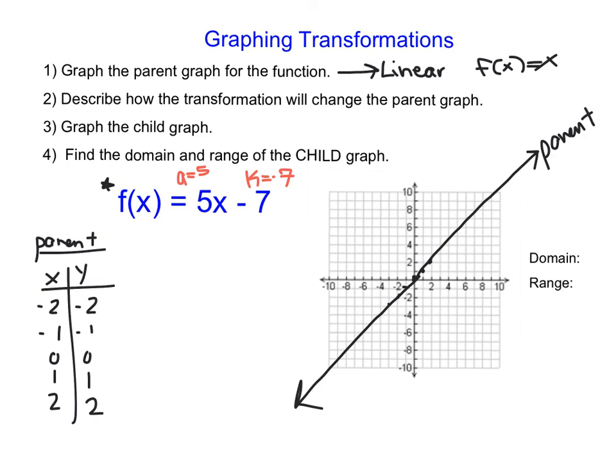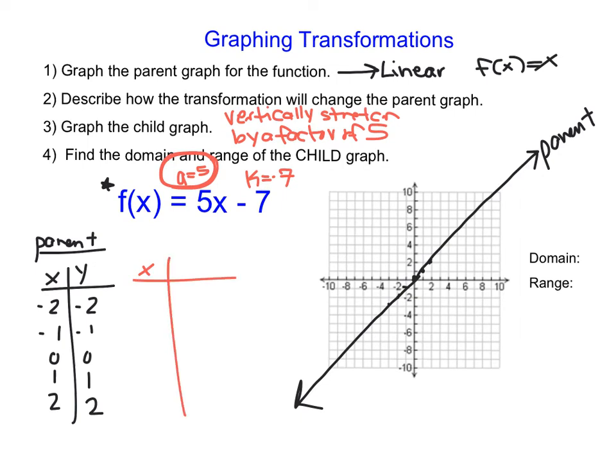So from here, we're going to take a look and we're going to look at these one at a time because one is a stretch shrink and one is a movement. And we always are going to start with this a value here. So always start with the a value if there is one. And this a value here is going to vertically stretch our graph by a factor of 5.